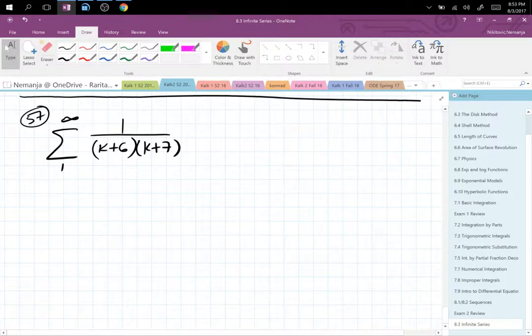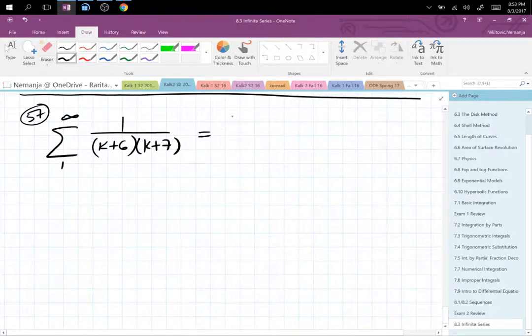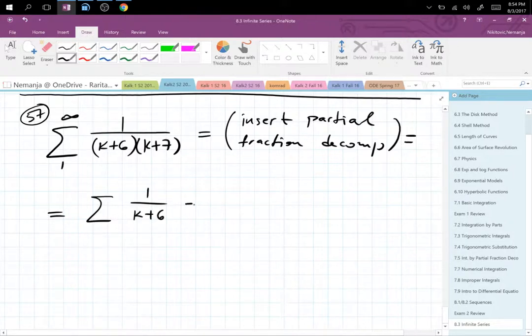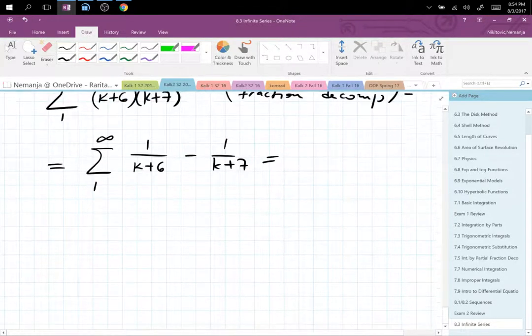All right, guys. So this is how I'm solving this problem. Equals, insert partial fraction decomposition here, and that equals the summation of 1 over k plus 6 minus 1 over k plus 7, right? Is that how we have it? We are starting this journey at 1.